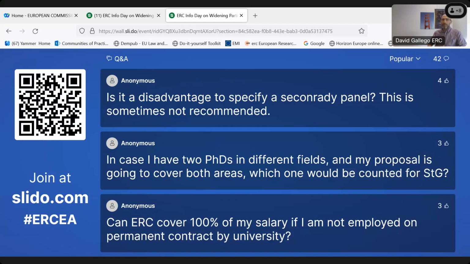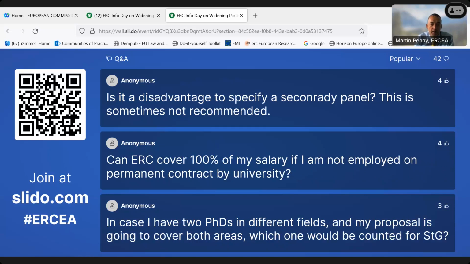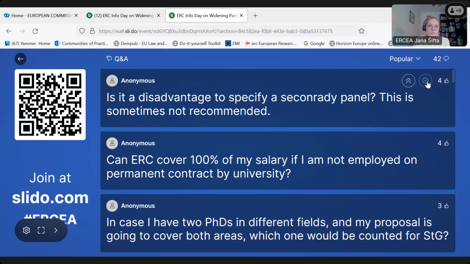Thanks, David. Jana, I come to you. Is it a disadvantage to specify a secondary panel? It's sometimes not recommended. No, I wouldn't say it's a disadvantage. It really depends on the proposal. If it's interdisciplinary, then it might help you because you will get the expertise from the other field. If it's not really covering more disciplines, then it's better to stay in your field and not ask for the secondary, or the cross proposal evaluation.